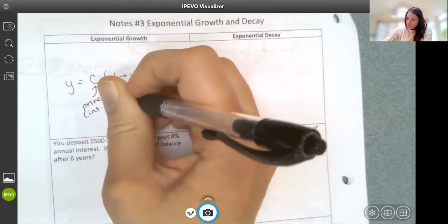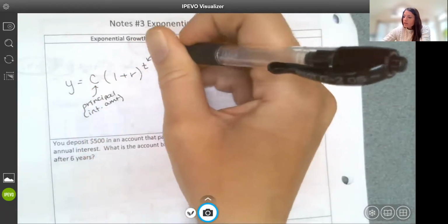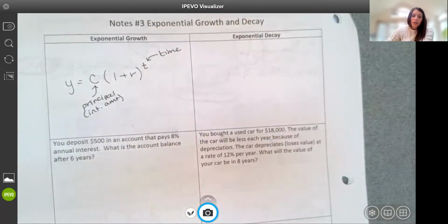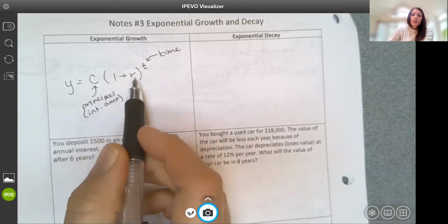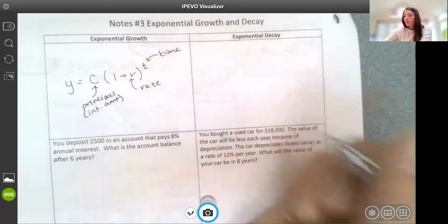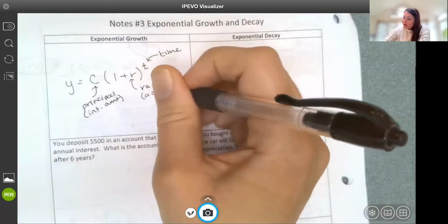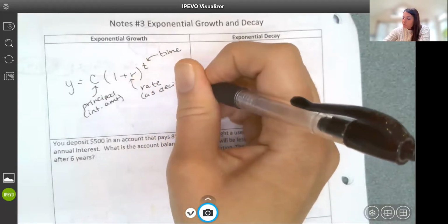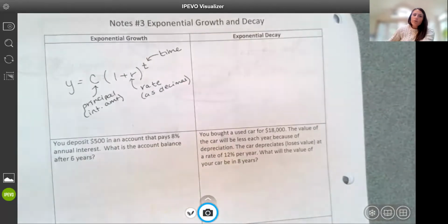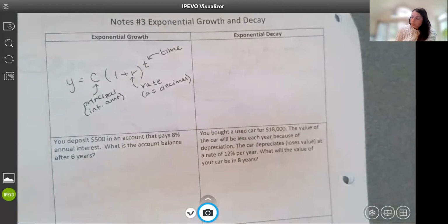Initial amount. And t is our time, so time in years or months or however it's defined. And then here's our rate. Now, what's important as we look at these growth and decay functions is that we always put rate in as a decimal. Okay, so we have rate as a decimal. And I'll just look at growth and then we'll look at decay afterwards.